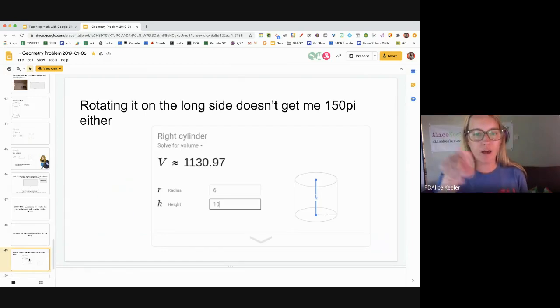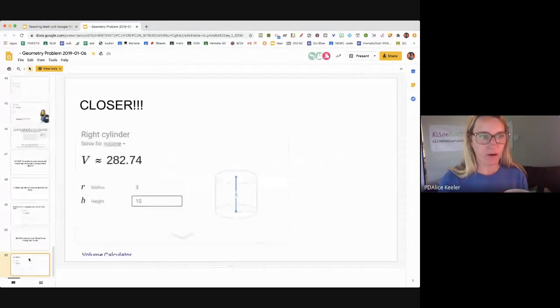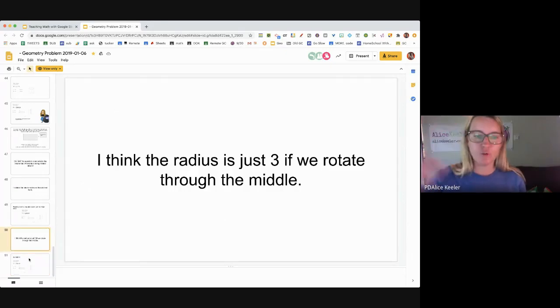Okay, rotating on the long side doesn't get me 150 pi either. So I think the radius is just 3 if we rotate it through the middle. And you know what? She's 12. She doesn't understand what pi is, and I don't care, right? That's not even the purpose. So she has figured out that she needs to rotate it through the middle.